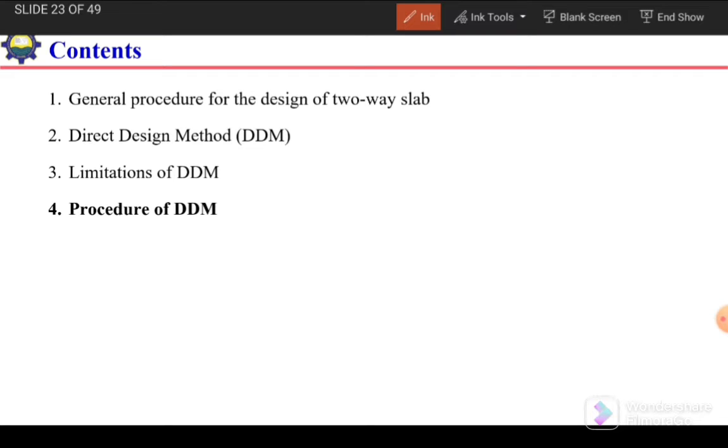Bismillahirrahmanirrahim. Assalamu alaikum. In the last video, we discussed the limitations of the direct design method, and we solved one example to check the limitations of the direct design method for a given slab system. So in this video, we will discuss the procedure of the direct design method.